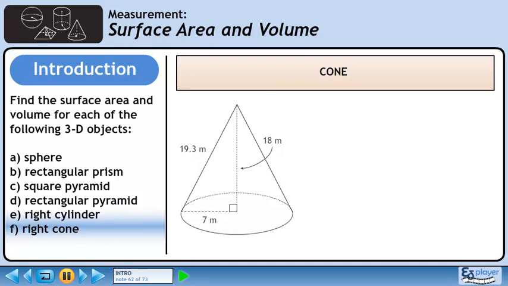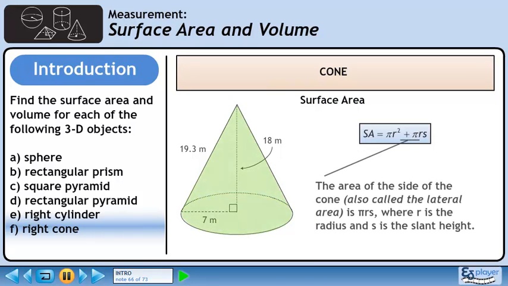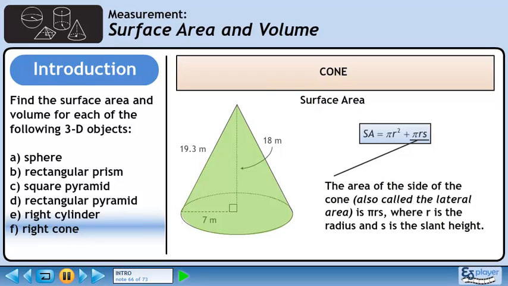In part F, we'll investigate a cone. We'll start by learning how to calculate the surface area. The surface area is pi r squared plus pi rs. This is the area of the circular base. The area of the side of the cone, also called the lateral area, is pi rs, where r is the radius and s is the slant height.